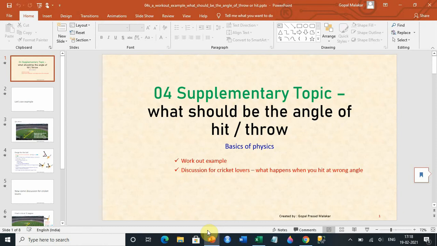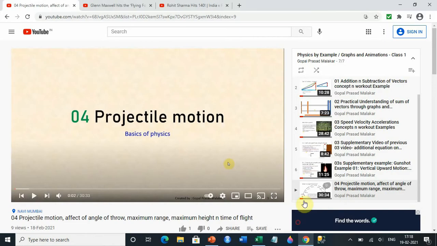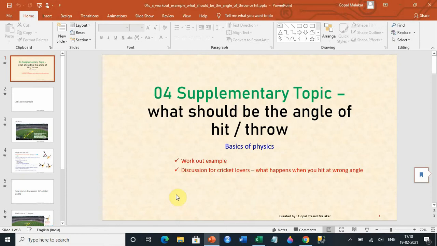This video is actually a supplementary video for the projectile motion, which I had put in this playlist here, 04. Someone had asked a question that, what should be the angle of hit to get a particular range. So I'm going to show you a workout example, and after that I will also show you some discussion which will help you a lot to understand the concepts better.